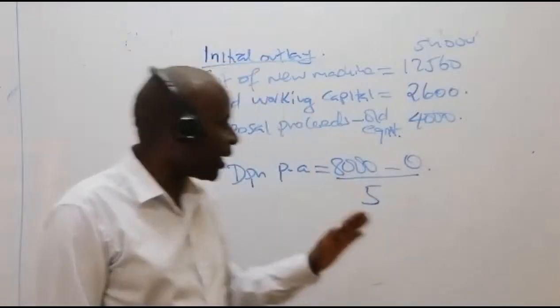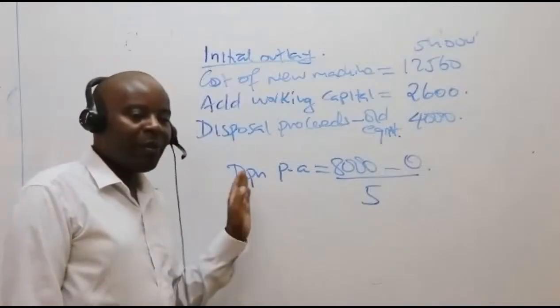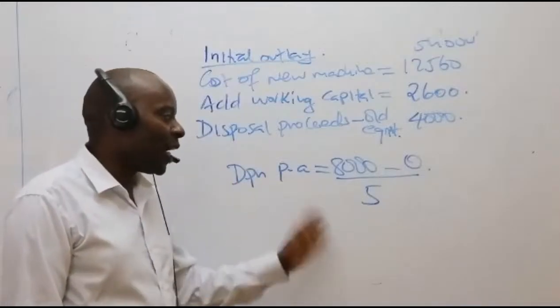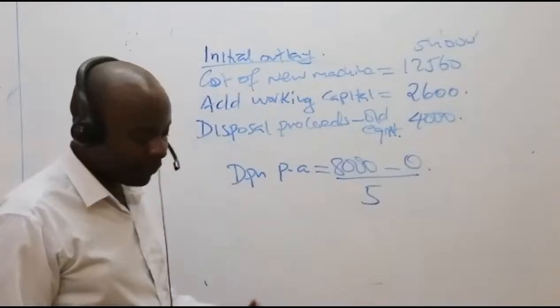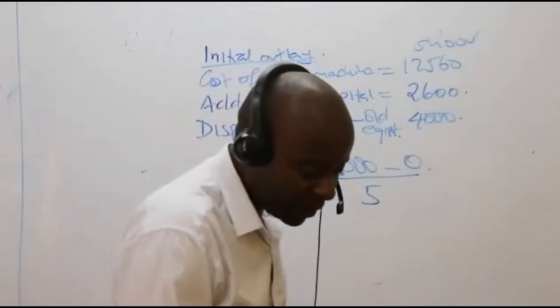But initially, this is where we are. Remember, we are making this estimation initially. This is where we are. So 8,000 minus 0 divided by 5. This will give me what figure? They're telling me it's 1,600.